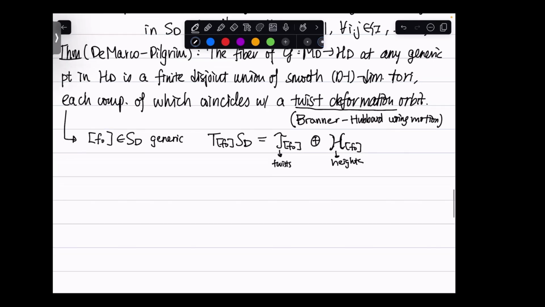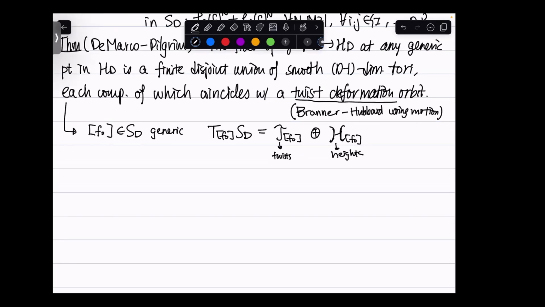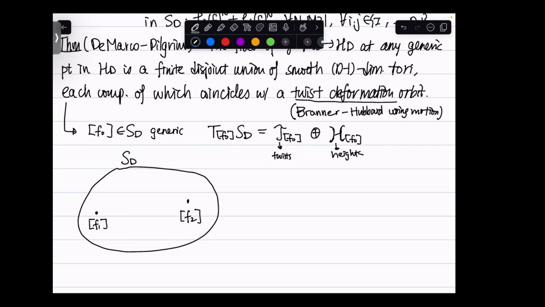what do we want to do? So let me just draw you a cartoon picture. I want to define a metric on the space S_D. That is to say, I take two points, F1 and F2, in the shift locus, and I want to tell you what is the distance between F1 and F2?